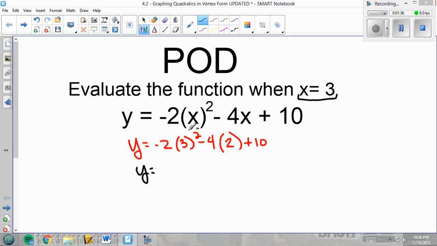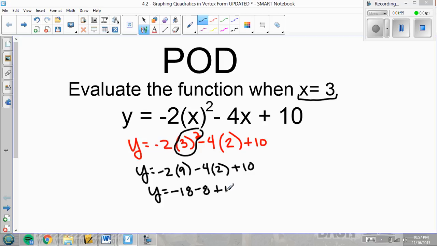Following the order of operations, remember you want to do exponent first. So 3 squared, we know is 9. Okay, then we can multiply. So we have negative 2 times 9, which is negative 18. Negative 4 times 2 is negative 8. And then plus 10. So now we can just work left to right. So we know negative 18 minus 8, we have negative 26. Plus 10, so y equals negative 16. Okay, so again, when you know x, you can always just plug it in to get y.